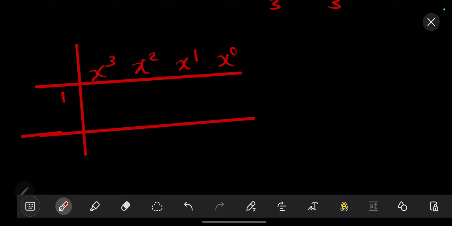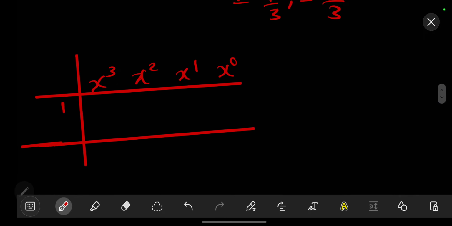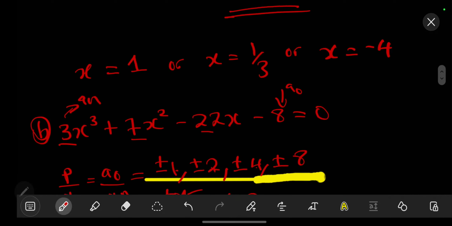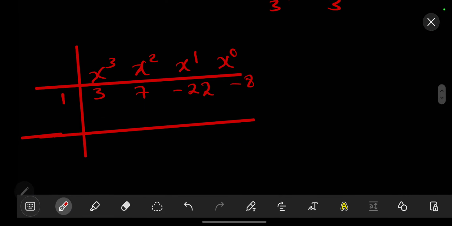Then find out what is the coefficient of x to the power 3. So we have a 3, 7, and negative 22 there. Then last but not the least is the constant, which is our negative 8. So we are going to put negative 8 and see. So here we are adding, here we are multiplying, here we are adding.